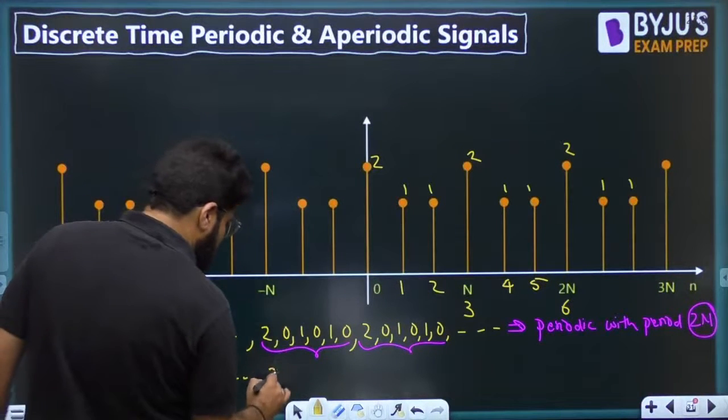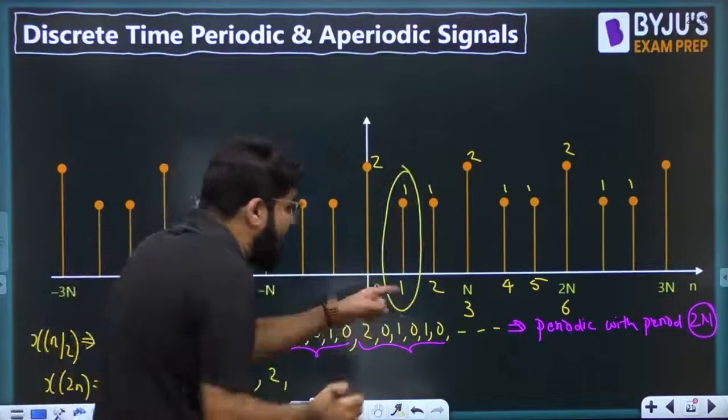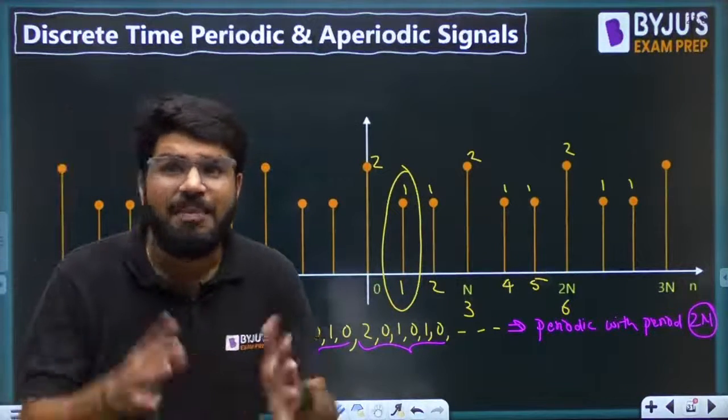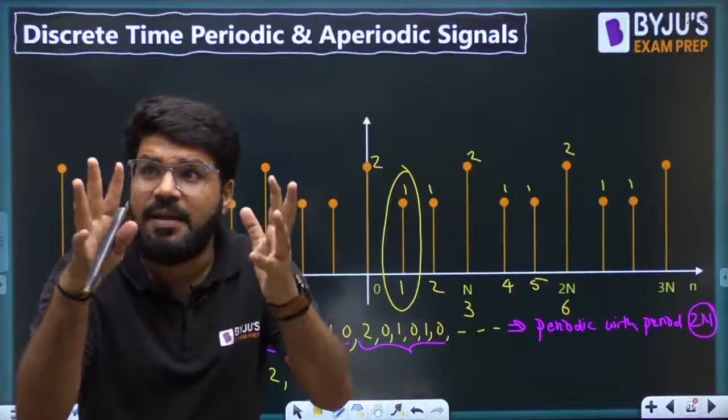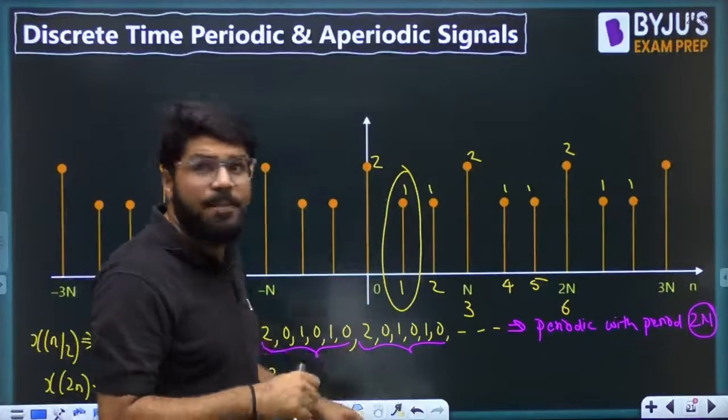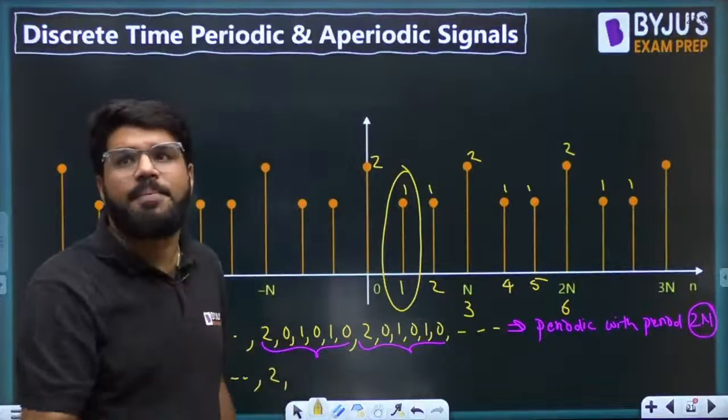Let me start by origin 2. But this sample, which is at time 1, will go to the time half. But half time is not acceptable. In discrete time, half time is not acceptable. So this sample will be lost. It will not come in the compressed form.